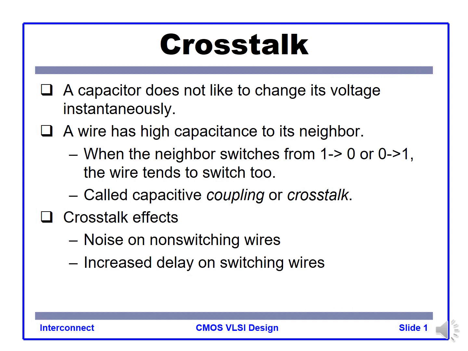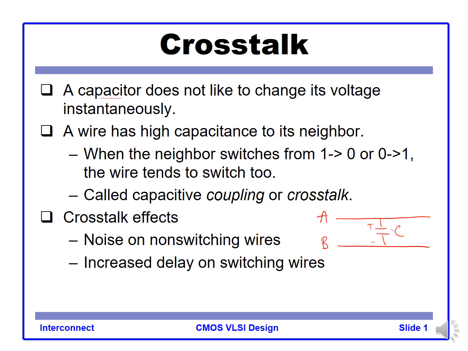The crosstalk effect, we can model that: there's one line, A, and another line, B. Between them, we have a coupling capacitance, C. Typically, to change the voltage across the capacitance, we need to add a charge or extract the charge from the capacitance. Such a process requires some time.